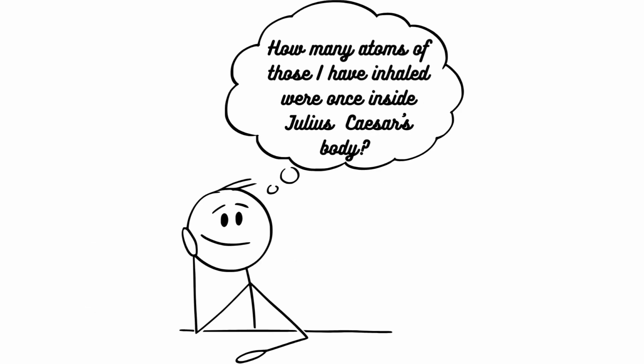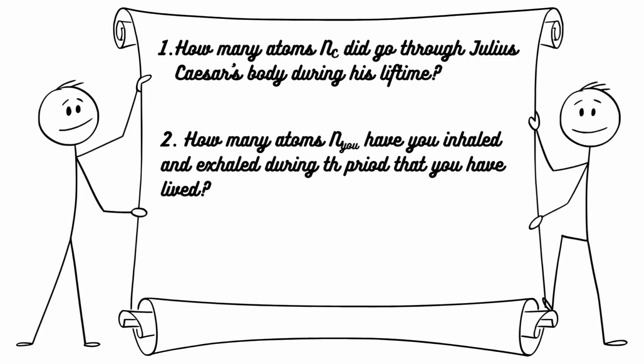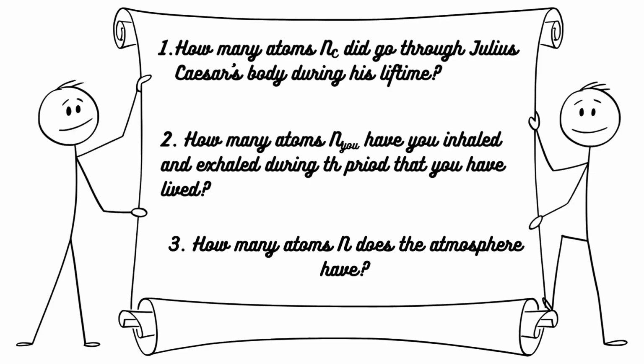Now, let's answer the question. How many atoms of those you have inhaled were once inside Julius Caesar's body? Here are the smaller problems we must solve for this question. 1. How many atoms in N_C did go through Julius Caesar's body during his lifetime? 2. How many atoms in N_U have you inhaled and exhaled during the period that you have lived? 3. How many atoms in N does the atmosphere have? The solution of the three previous problems leads directly to the solution of the question that has been asked.